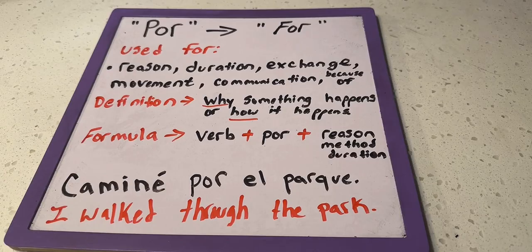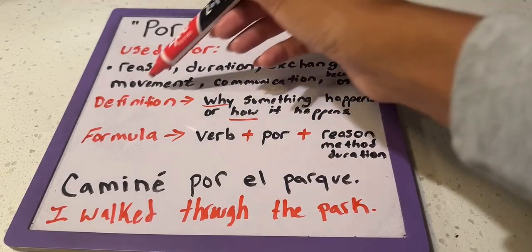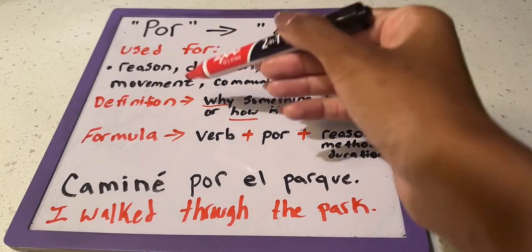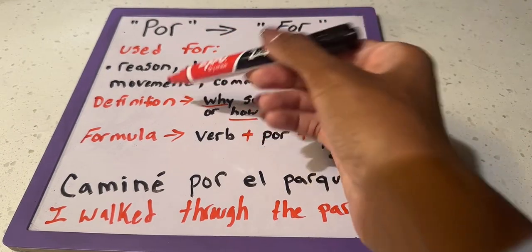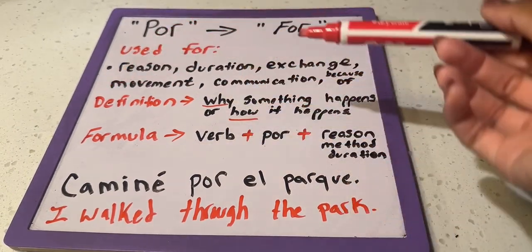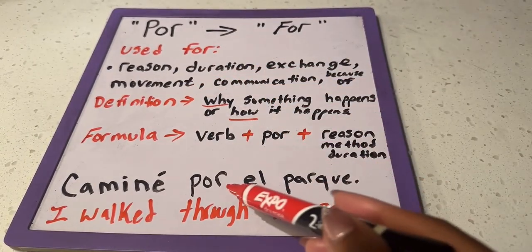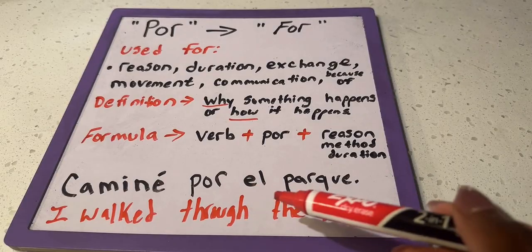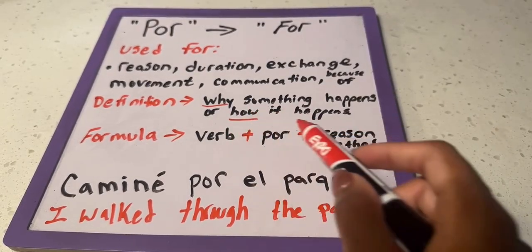Exactly, Mia. So it says por can mean for or through. Yes, it can. Let's go back up to our definition. That tells you our movement. So movement: through or by means of. So yes, all of that fits under movement. Through, by way of. So that's what it means by movement. So yes, por can also be used for through or to show how you got somewhere, because remember our definition: why something happens or how it happens.